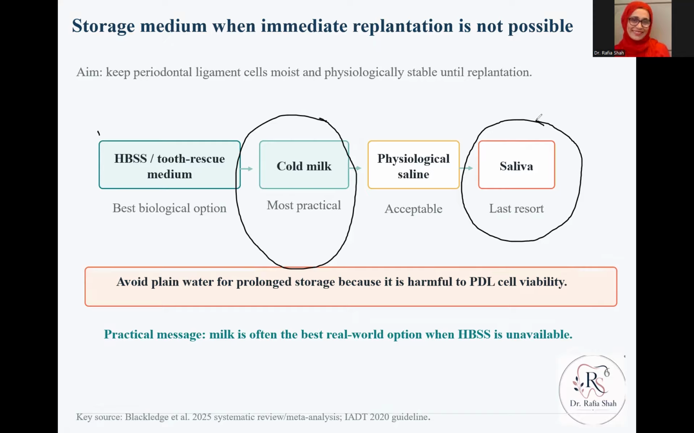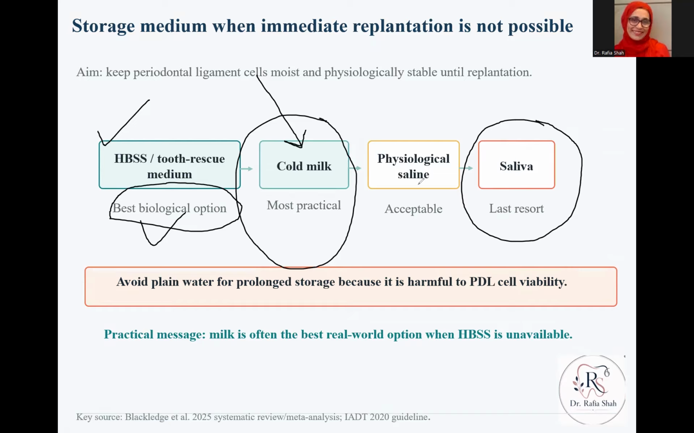And the best storage media is HBSS solution, Hanks balanced salt solution. This is the first rescue medium, but it is usually available in hospitals or practices. This is not normally present at home. The thing which is present at home, we ask the patient to place the tooth into that storage media and quickly bring it to us. When the patient brings this tooth to us in the storage media, you quickly transfer it into the HBSS salt solution.